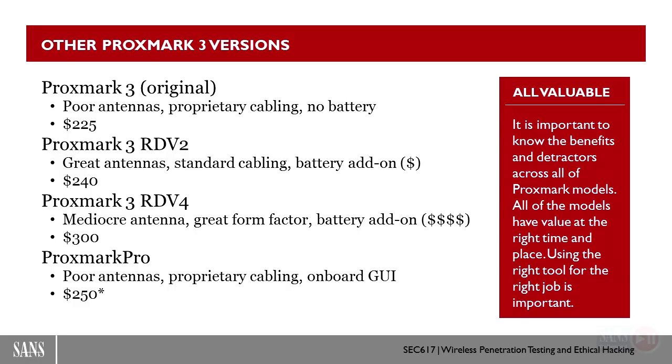The one that I think of is a little bit larger than a compact disc, and the antenna is printed on the circuit board. Not necessarily a great design as opposed to a wire-wound antenna such as the RDV2. For me, the go-to is the RDV2. Best antennas of all of the group, more accurate reads and writes, uses standard cabling, and you can get a very inexpensive battery add-on.